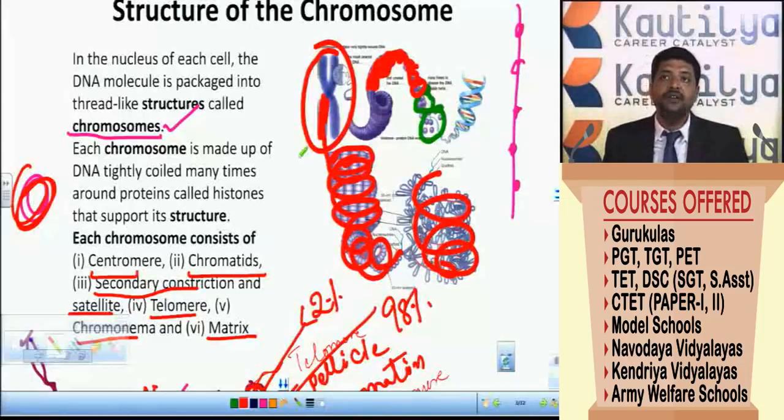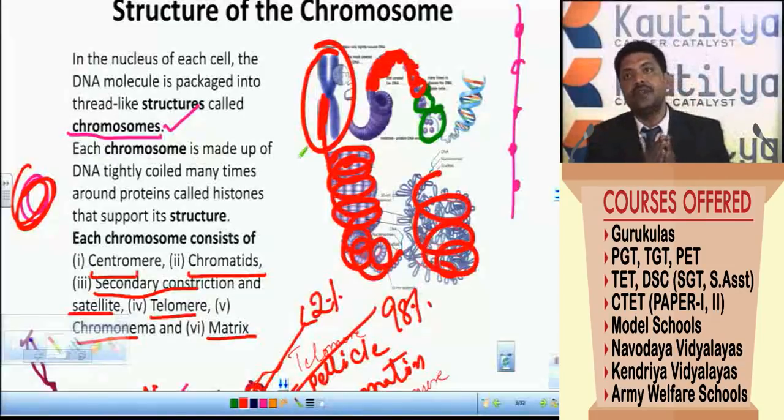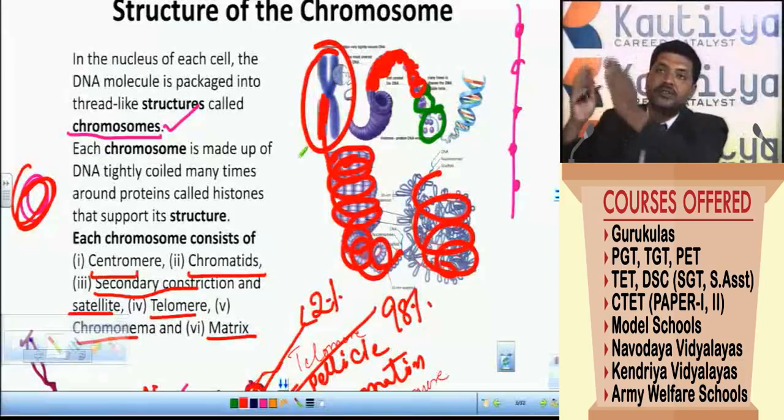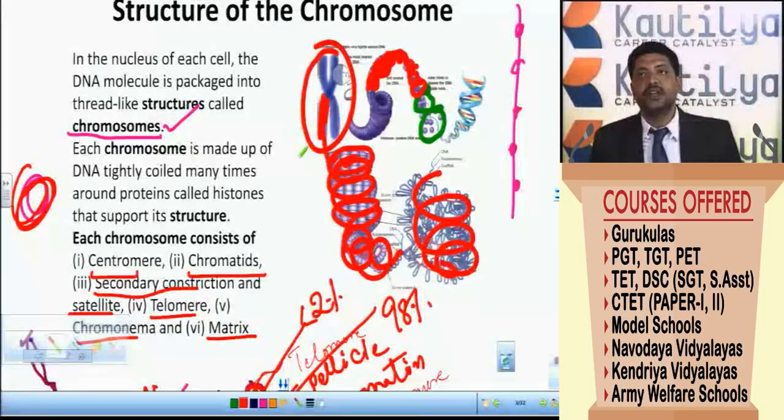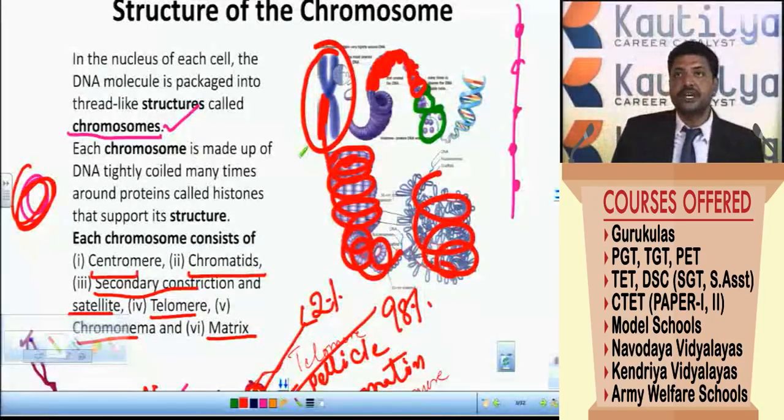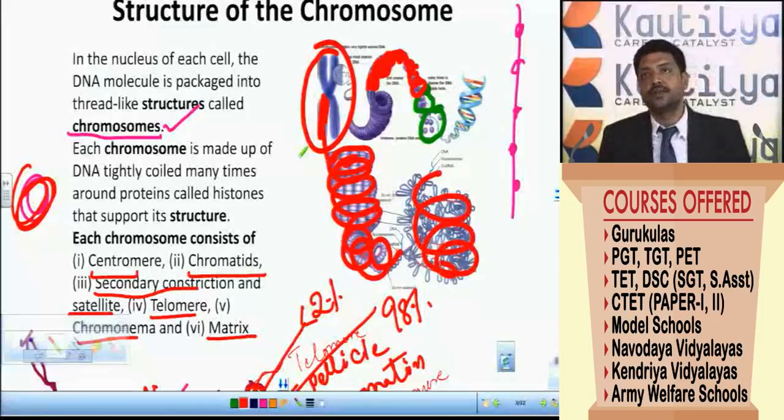Now, along with the histone proteins, basic packing of DNA is low level and high level. At low level packing, it is associated with histones. At high level packing, it is associated with supercoiling of DNA for the formation of chromatids. This involves non-histone proteins, whereas histone proteins are basic in nature, non-histone proteins are acidic in nature. So dear friends, this is the packing of DNA.